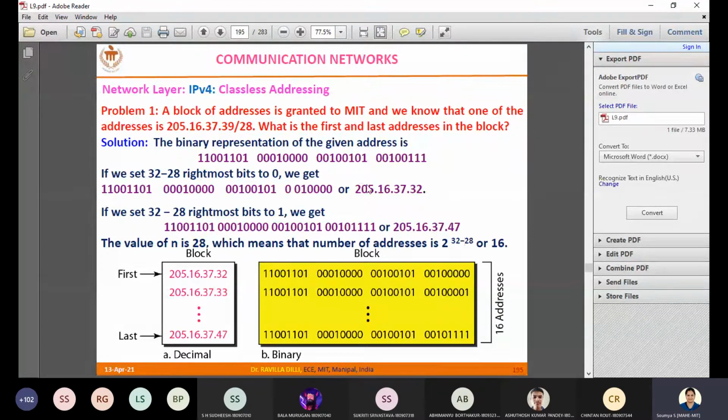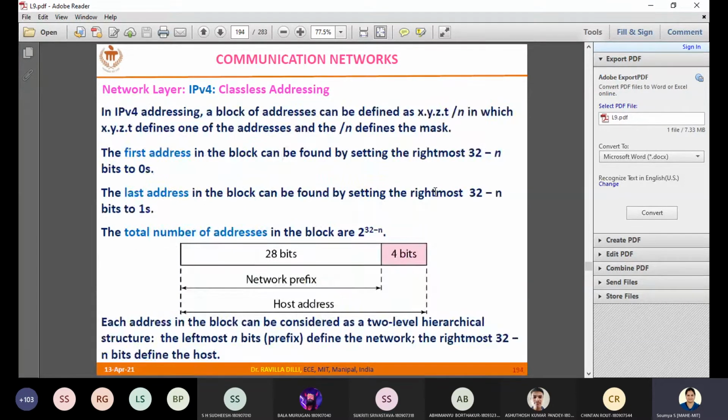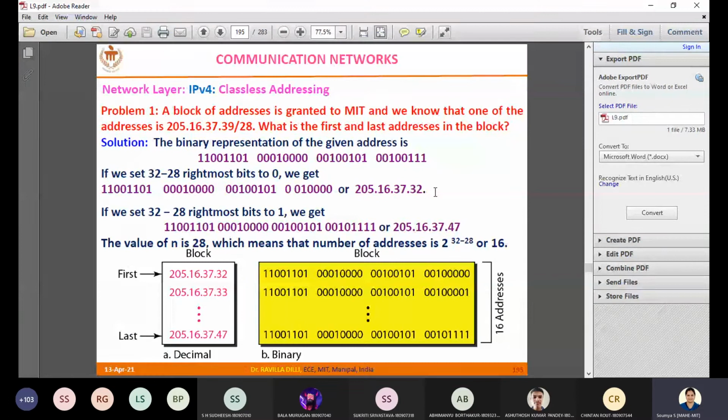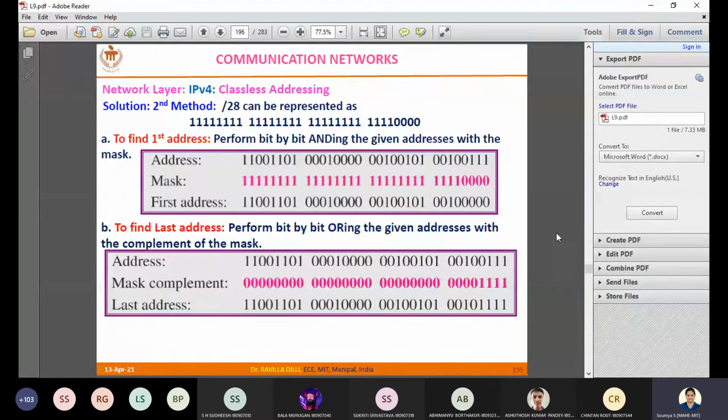Okay, so the first address will be 205.16.37.32. Next address will be 205.16.37.33, 34, 35, 36, 37, etc., up to 47. This is how you get the total number of addresses in a block. Understood? Now let's look at some more examples.